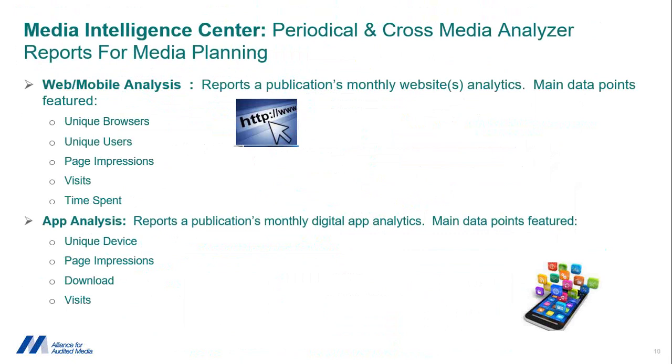After that, I'm going to switch over to cross-media. Cross-media is when we look at a publication's website information and their app information. When you pull in a publication that has its website audited by AAM, it'll feature their unique browsers, unique users, page impressions, visits, and time spent on that website. So really helpful information, and all these reports are based on a monthly segment in time, so it's a monthly report. Similar situation with the app. If we're auditing a publication's app, it will look at unique devices, page impressions, downloads, and visits.